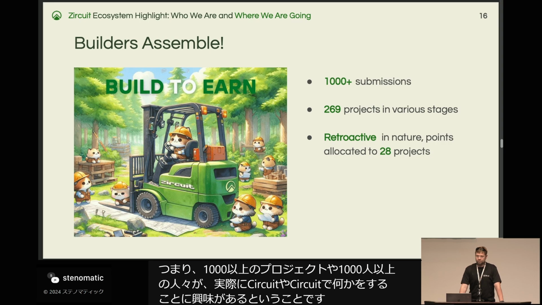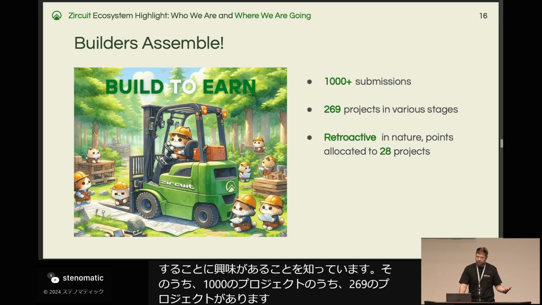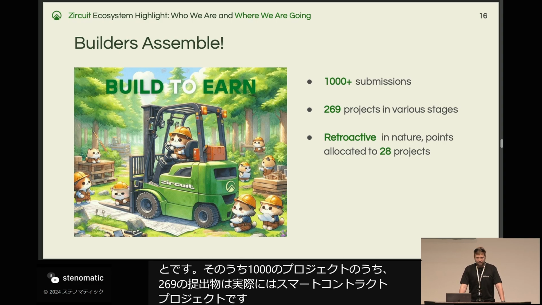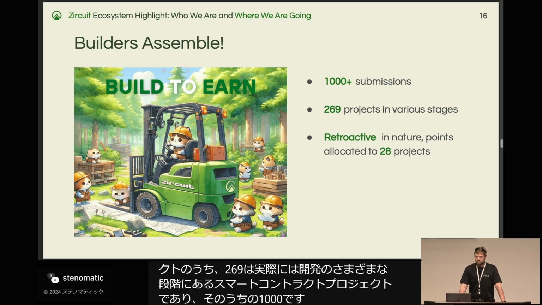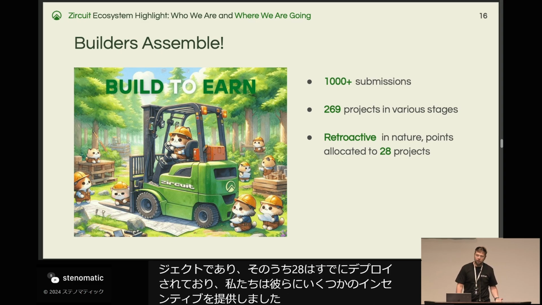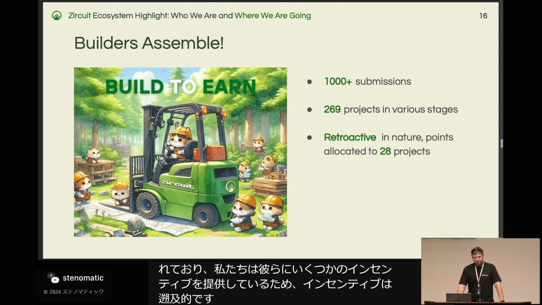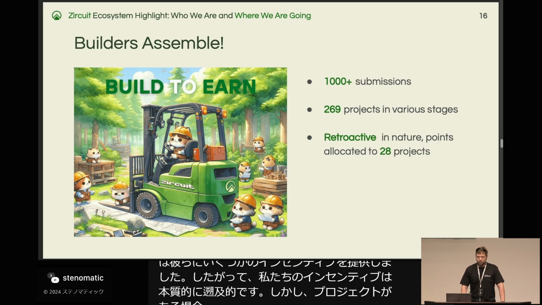Out of those 1,000 projects, 269 of these submissions are actually smart contract projects that are in various stages of development. And out of those, 28 were already deployed, and we have provided them with some incentives. So our incentives are retroactive in nature, but if you have a project and if you put it on Zircuit, we will reward you with some points.